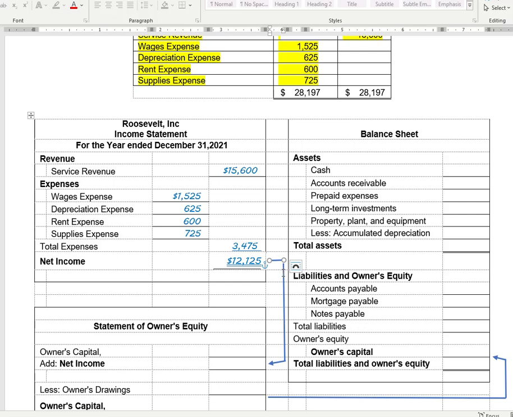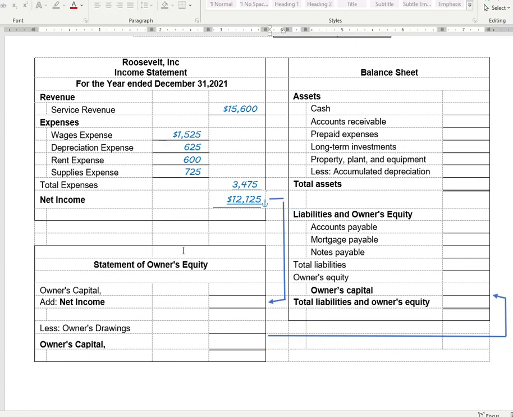All right, from our income statement, we take our net income and it'll go into the statement of owner's equity. But we'll do that in a minute. First, let's do our heading. Roosevelt. I cannot spell. Statement of owner's equity, and it is for the year ended December 31, 2021.